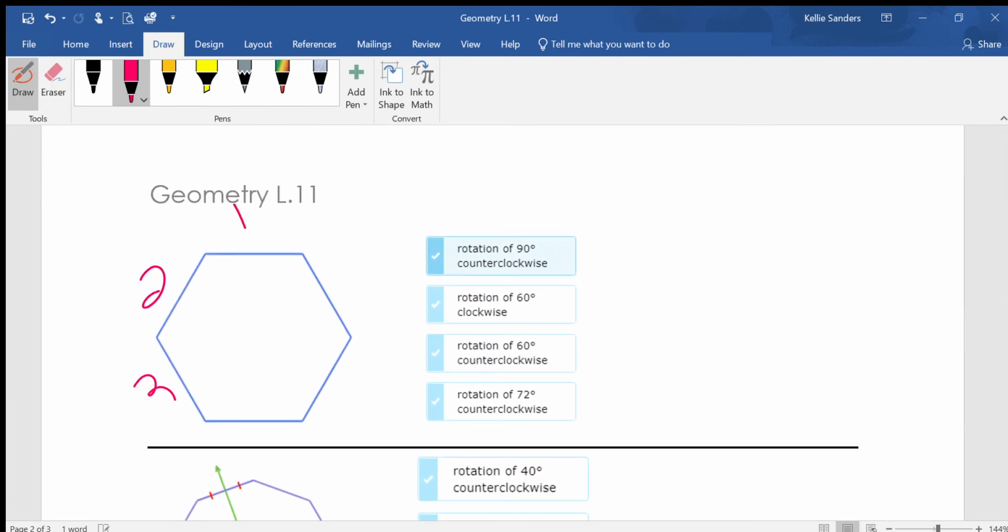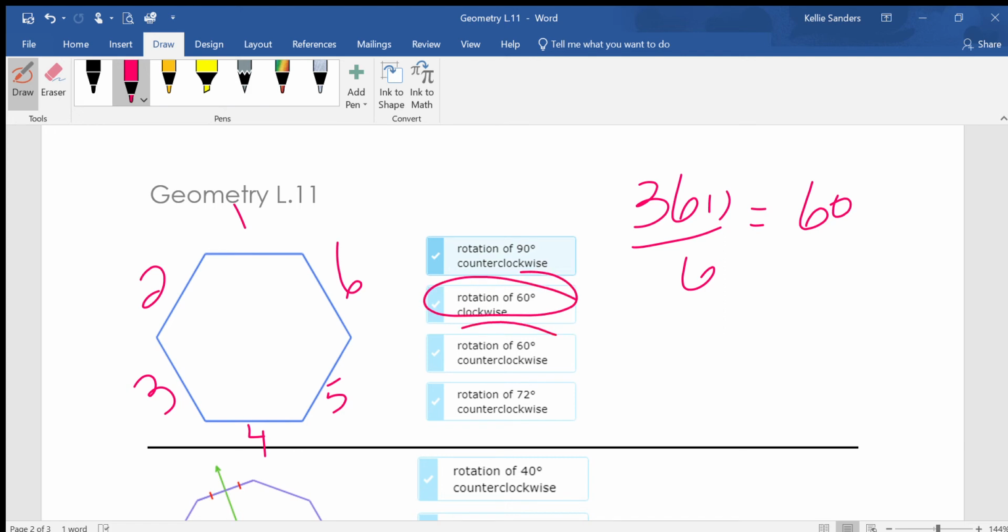1, 2, 3, 4, 5, 6. 360 divided by 6 is 60. Rotate 60 clockwise. Rotate 60 counterclockwise. 90 is not a multiple of 60 because if I do one more 60, I would be at 120. 72, nope. So it would just be those two.